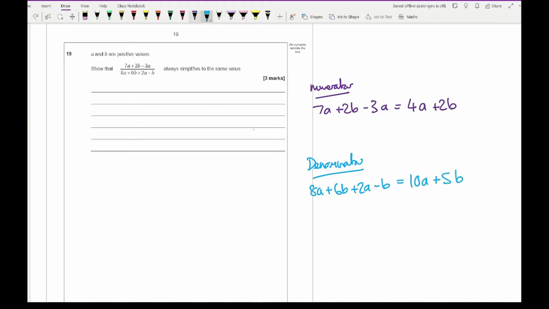Now, one thing I notice here is that this whole fraction equals 4a plus 2b over 10a plus 5b. I can actually factorise the top. So I can take 2 out. So I've got 2 and then 2a plus b. And I can then factorise the bottom, which I can take out 5. So I've got 5 and 2a plus b. And what you then notice is that the 2a plus b's cancel, which means that you'll always be ending up with 2 over 5 for all possible values of a and b.